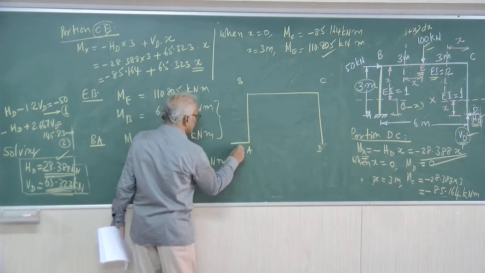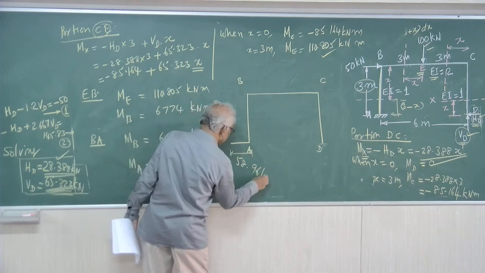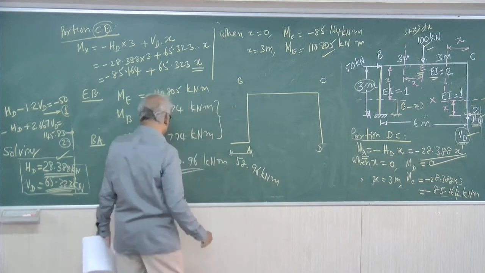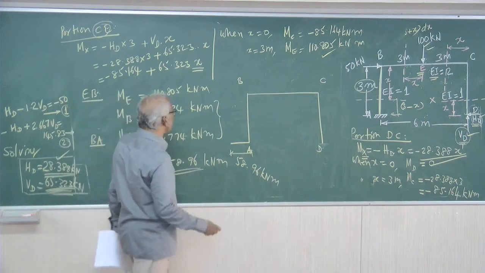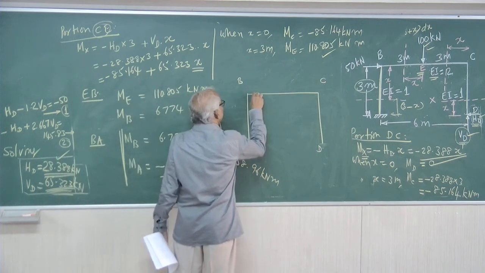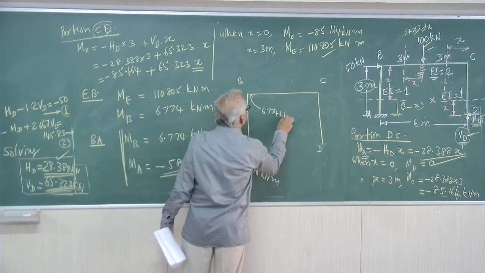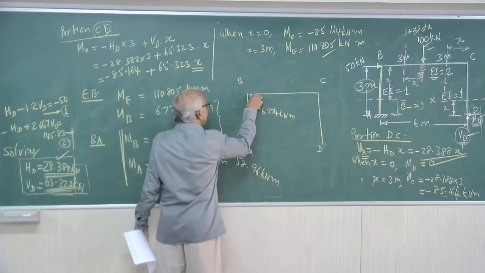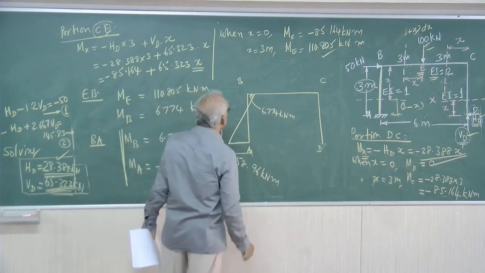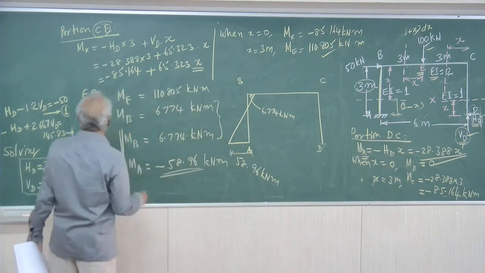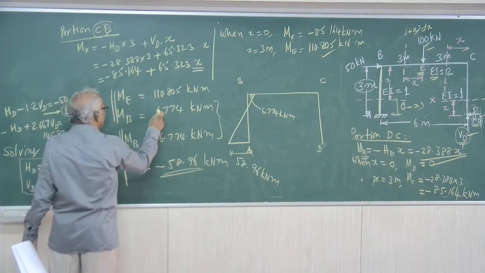So this value is 58.96 kilonewton meter, right. And this value is plus as far as AB is concerned, so causes tension on the inside. So here it is a 6 point something. This value is 6.774 kilonewton meter. So this is the bending, and variation is linear, because the power of x is 1, the variation is linear, right.